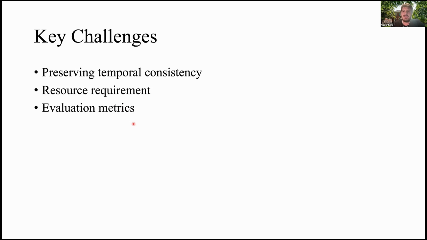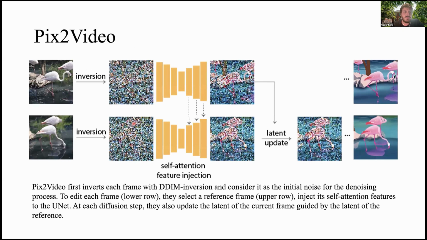So I'm going to explain a couple of approaches from literature, which are published in conferences. So the first one is the method called Pix2Video. And so what they do is basically they first take a series of frames, the video, and the task here is to change the video in a way that it will reflect the text prompt that we want. And this is called the text-guided video editing problem.